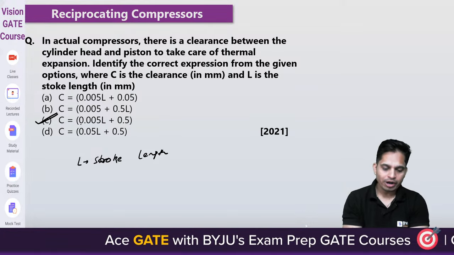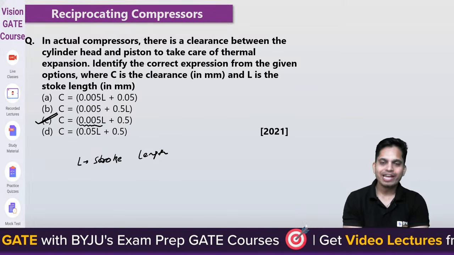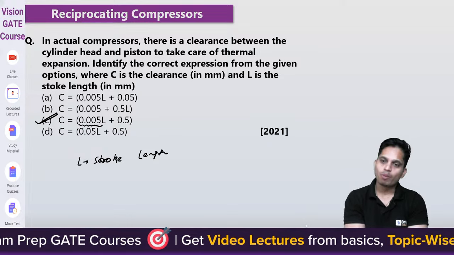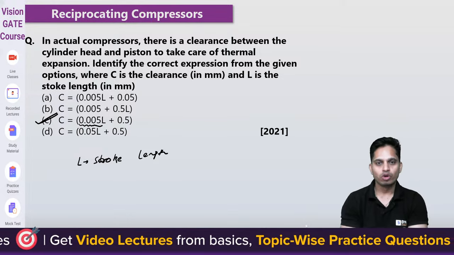Okay, so 0.005 of that stroke length plus 0.5 you add it.